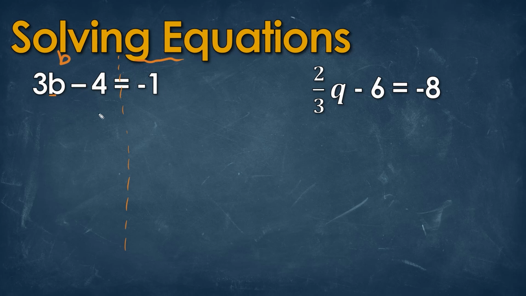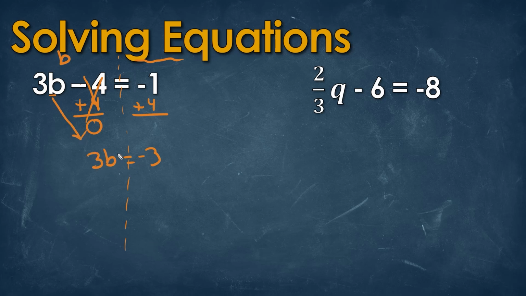Since we have negative 4, we're going to do the opposite. We're going to add 4 on this side, and if we add 4 on that side, it means we have to do the same thing on the other side. Negative 4 plus 4 is going to be 0. That cancels each other out. Negative 1 plus 4 is going to be negative 3. Since we have the 3b left over, we're going to put 3b right here.